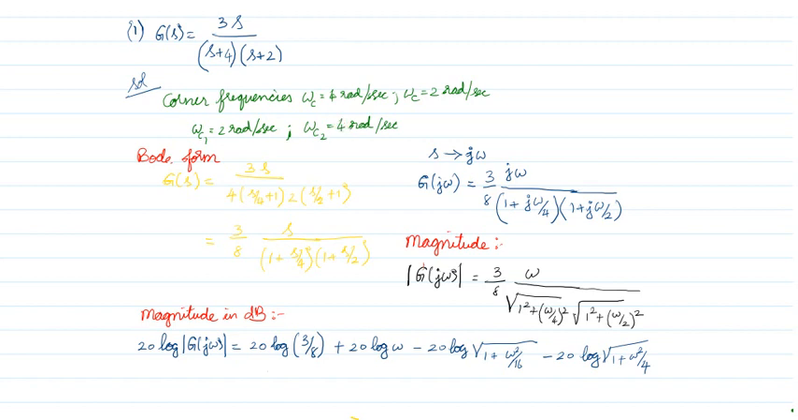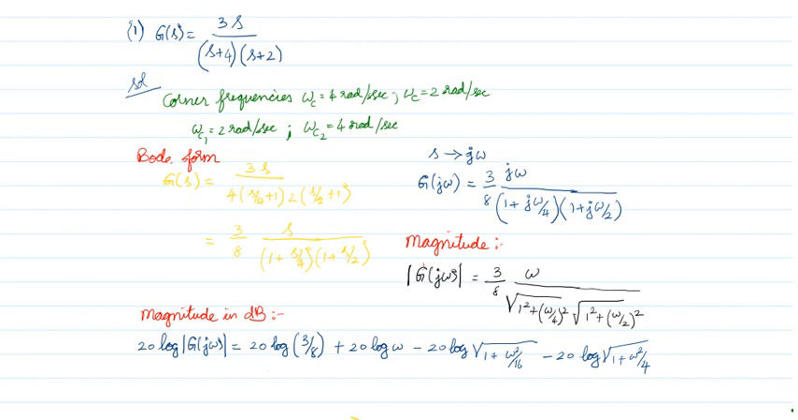The second step would be writing the given transfer function G(s) in Bode form. We discuss what is Bode form. Bode form is nothing but writing in 1 plus s format, right? Here you can see it is in 4 plus s, 2 plus s. So I have to convert into 1 plus s format.